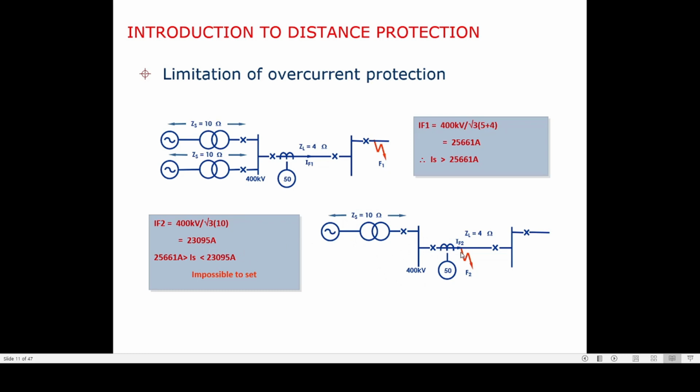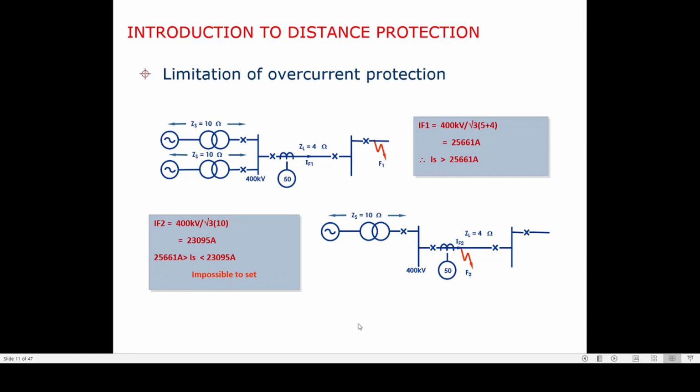That means for a fault F2, the relay must operate, and for this relay to operate, the setting must be lower than 23 kiloamperes. Now this is a very interesting situation. You have to set this relay to operate for a value less than 23 kiloamperes, but at the same time that magnitude must be more than 25.6 kiloamperes.